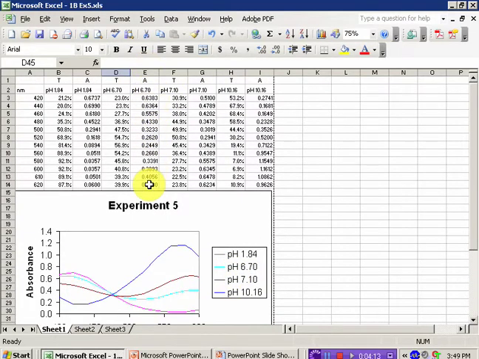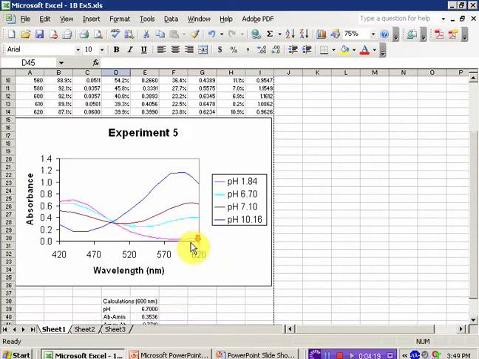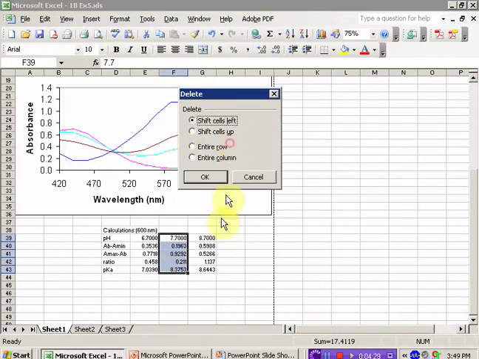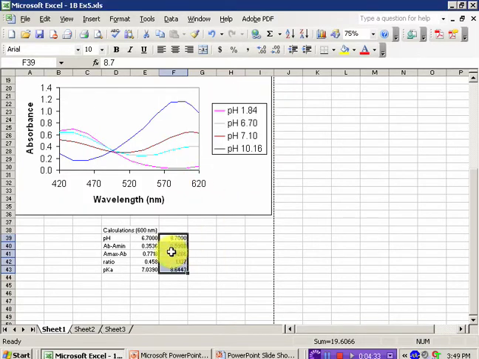Now you'll notice my absorbance values for 6.7 are here in column E, and the absorbance values for pH 7.1 are two columns over. I can take this whole column of data, move right twice, and delete this stuff in the middle. That was a transmittance for the pH of 7.1. I click shift cells left, and I need to change this pH value to 7.10, and it will display my calculated pKa here.